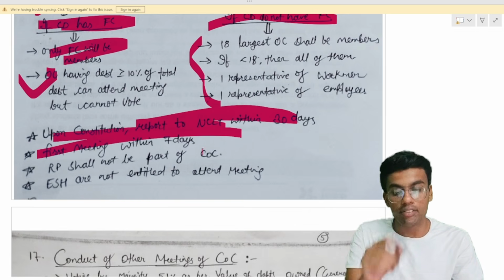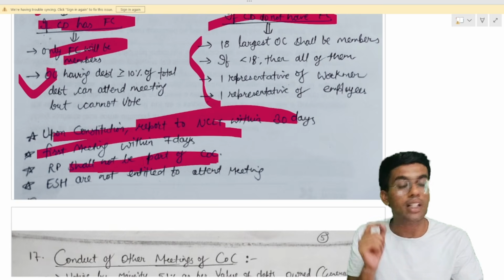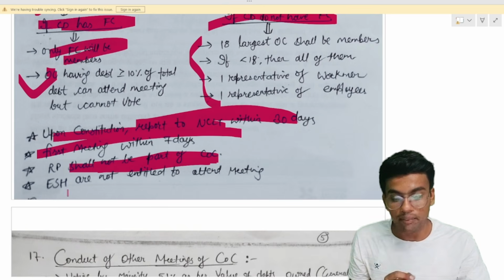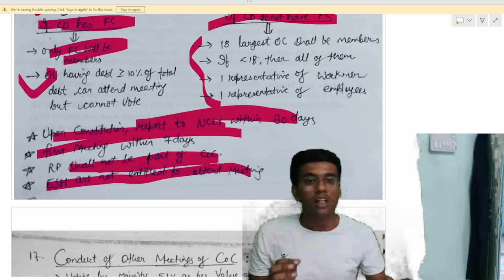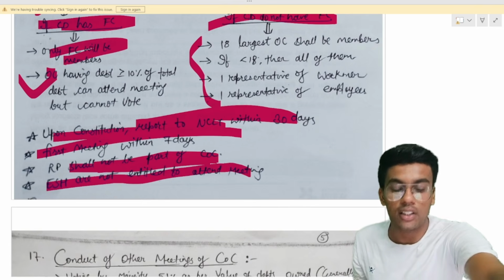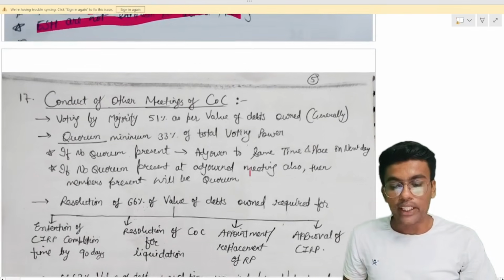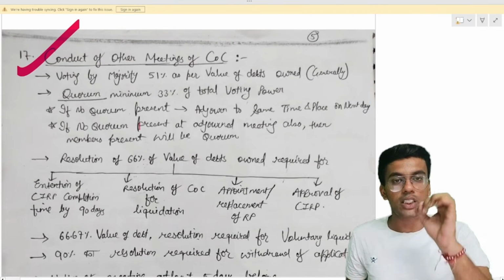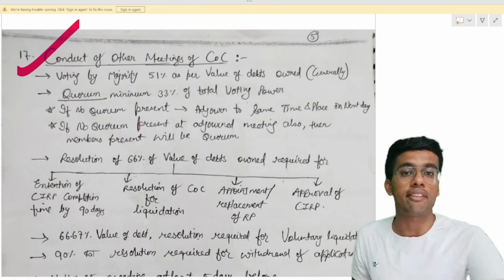The first meeting is to be conducted within 7 days. The IRP shall not be part of the committee of creditors. Related parties shall not be part of the committee of creditors. Equity shareholders are not entitled to attend the meeting. Equity shareholders who hold any kind of debt with the company are also not eligible to attend the meeting. All right. Point number 17 talks about the conduct of other meetings of the committee of creditors. The first meeting is to be conducted within the next 7 days. That we understood.